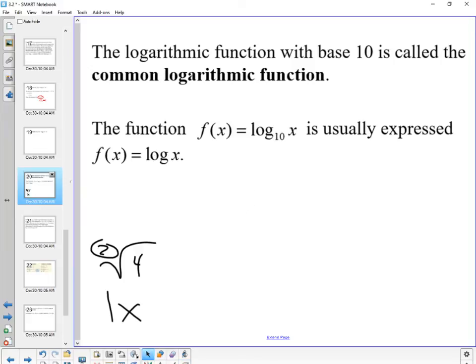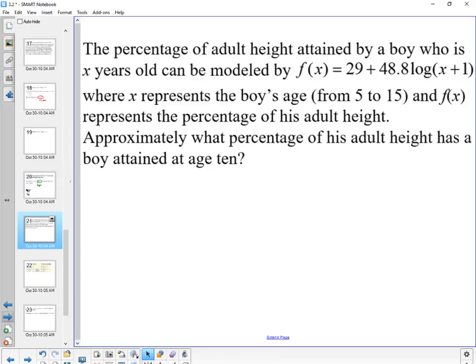I was just expressing the point that I don't have to write this. I would just write this as log x. This should have just been written as log x. You don't need to put the 10 there. And if you don't see it, then it's okay.